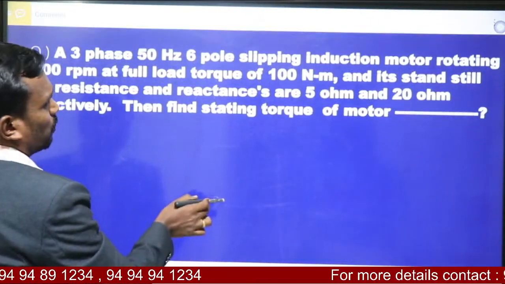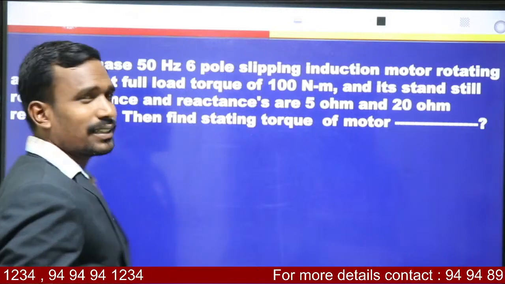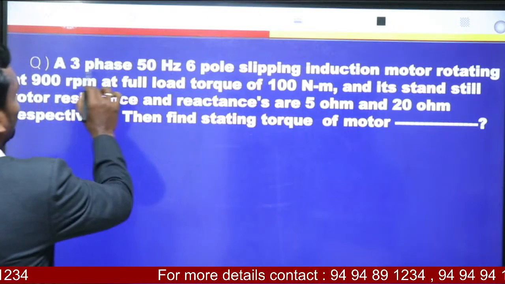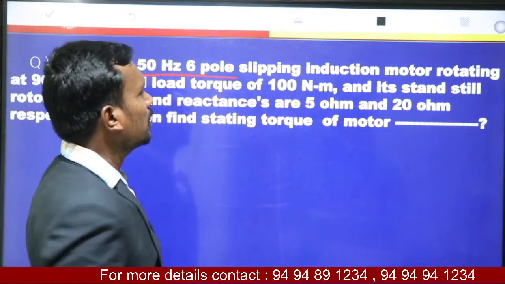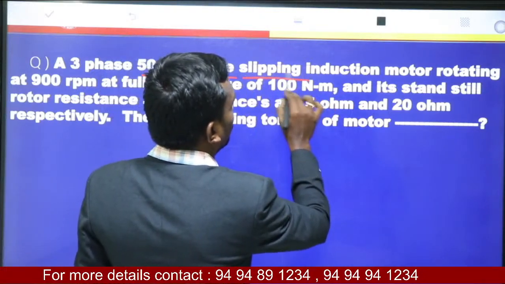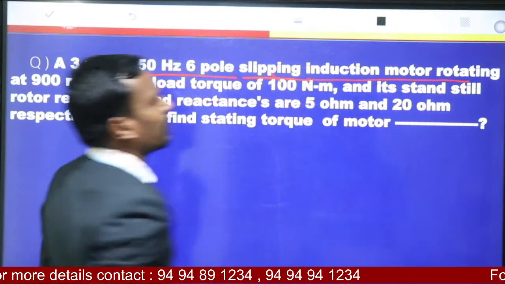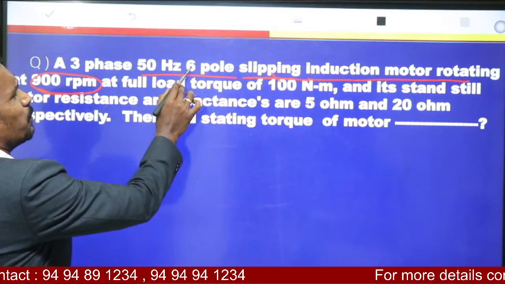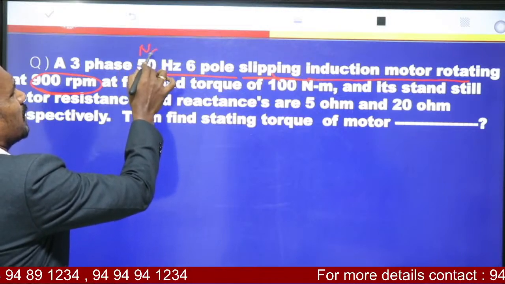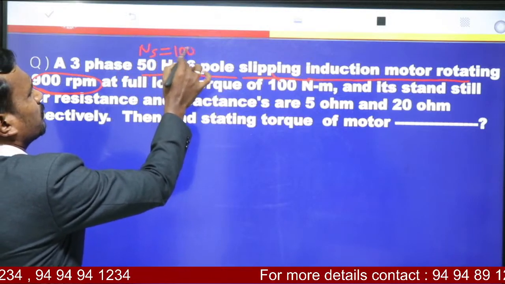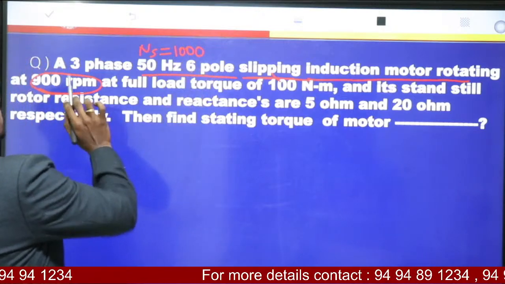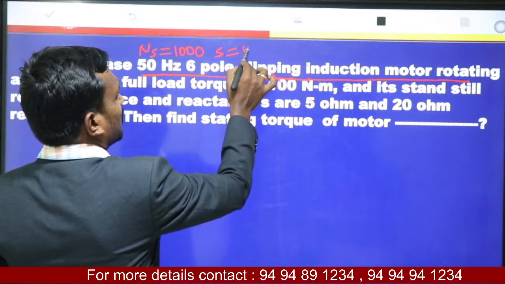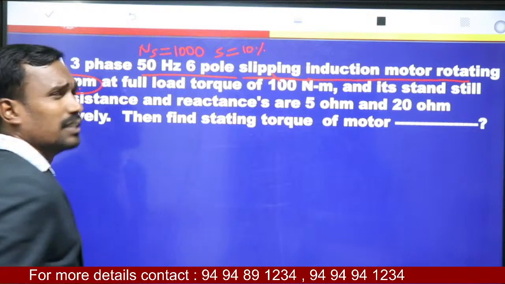So this is the second question. Go through this, a different question actually. See here: a 3-phase 50 Hz 6-pole slip ring induction motor is rotating at 900 RPM. What is that? 6-pole 50 Hz, nothing but the synchronous speed is 1000, we know that. And the rotor speed is 900 RPM, so the slip at full load is 10%.